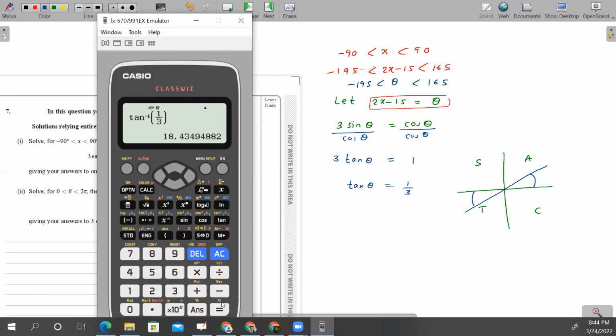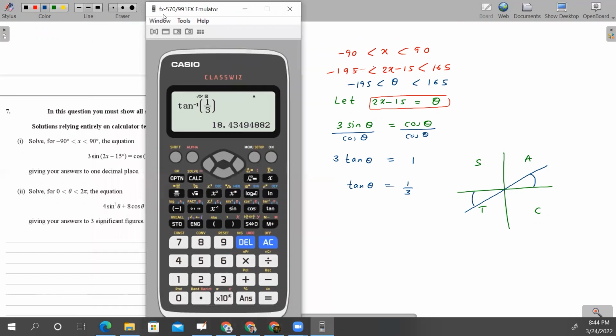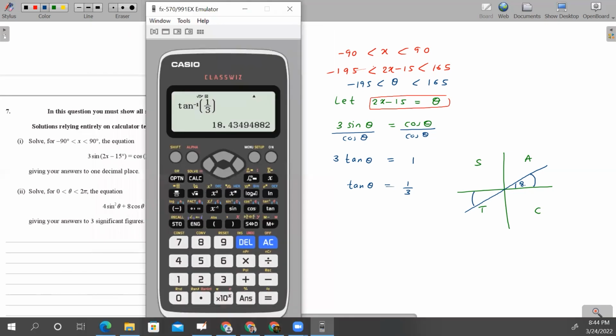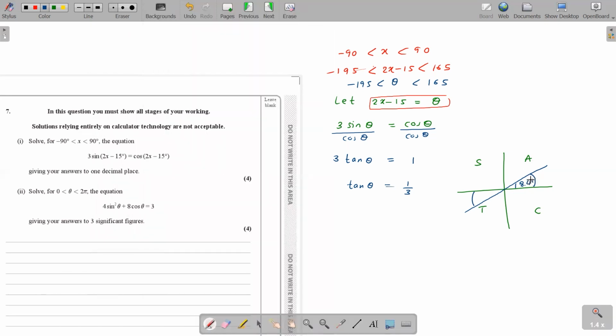18.43. Now they want my final answer to 1 dp, right? So let's take it to at least 3 dp's. 18.435. Let's get the first answer. What's the first answer for theta? 18.435. Can I jump this 180 degrees and go to the other one? 180 plus 18.435? No, I can't go there, right? Because the range allows us to go a maximum of only 165.